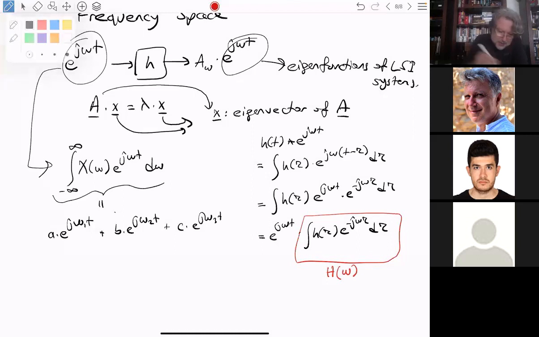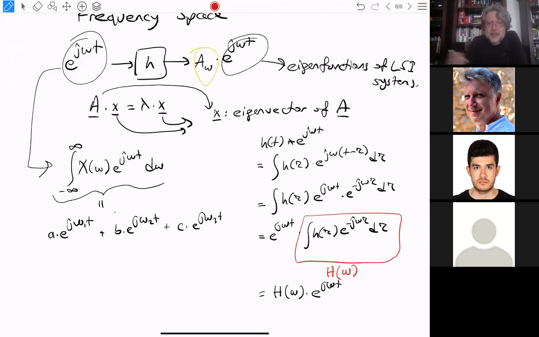So the output is therefore H of omega times e to the j omega t. In the beginning, what did I say? I said that it is a sub omega, which is a function of omega, times e to the j omega t. And now I found what it is. So we got it. We know the output. It is H of omega. So in the previous expression at the left-hand side, I'm talking about here.